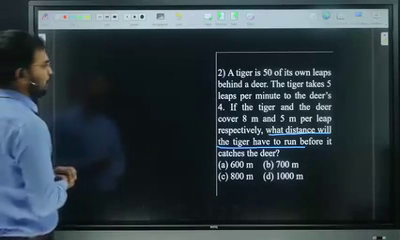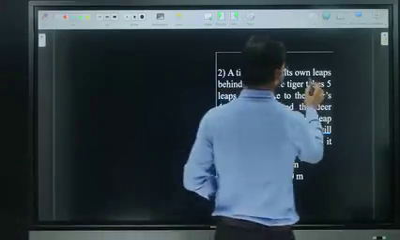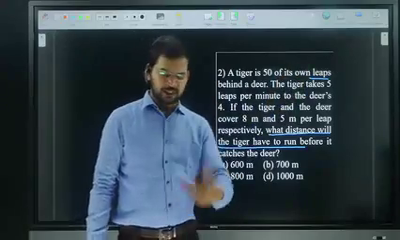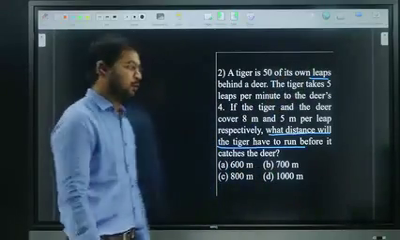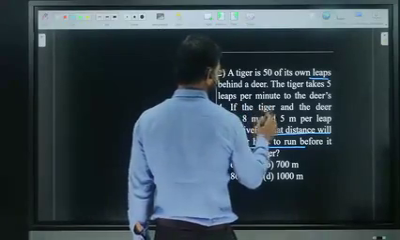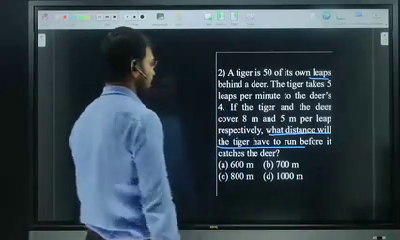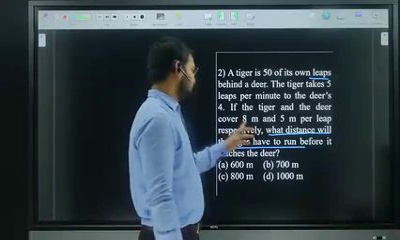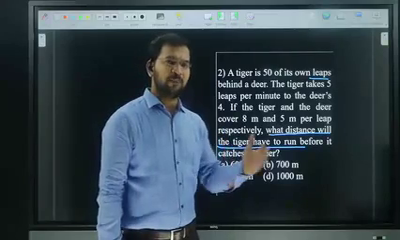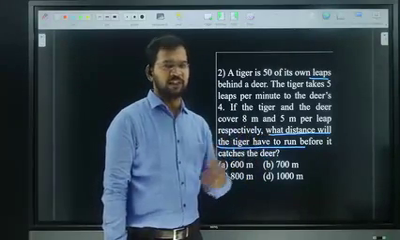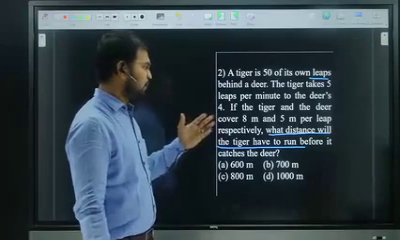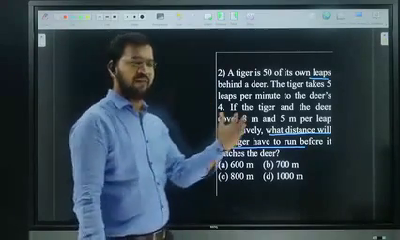Before going to this one, first of all, what is meant by leap? What is the meaning of the word leap? Leap is nothing but one bounce, one step forward. So the tiger takes 5 leaps per minute and the deer takes 4 leaps. One leap of the tiger is moving 8 meters forward, and one leap of the deer covers 5 meters forward.